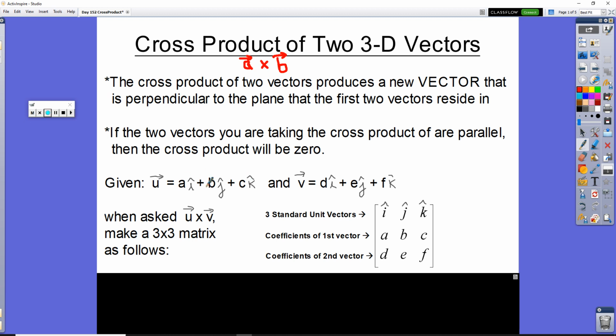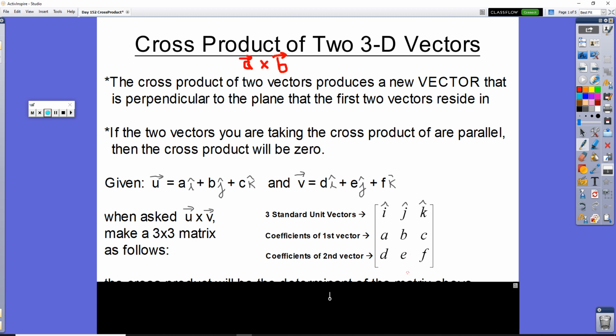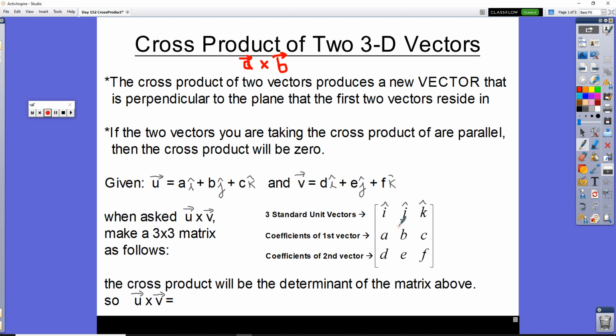Now when this is a real vector and it has actual numbers in there, it would be the numbers that come in front of i, j, and k that are going here. And the bottom row is reserved for the coefficients for your second vector. So since v was the second vector in this cross product, its coefficients go across the bottom row. Now once you make this matrix, the cross product will be the determinant of this matrix. So here's another use for our concept that we learned back in chapter 8 when we were working on matrices. Here's another use for our concept of determinant.